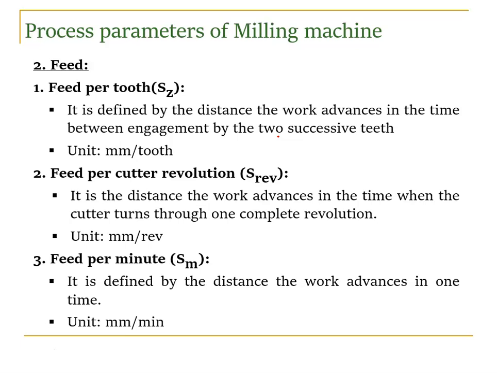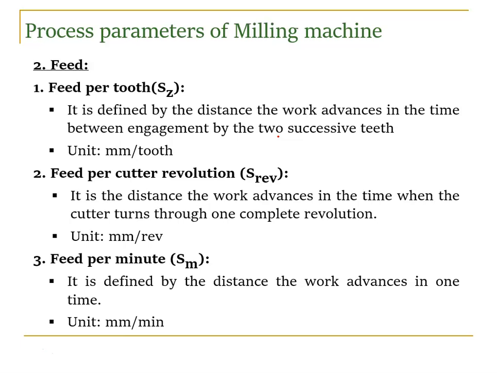Right. The second one is feed per cutter revolution. It is the distance the work advances in the time when the cutter turns through one complete revolution. So when the cutter rotates one complete 360 degrees, how much distance it moves. So the movement for one revolution is mm per revolution. So mm per tooth is how much it moves per tooth, and this is per revolution.